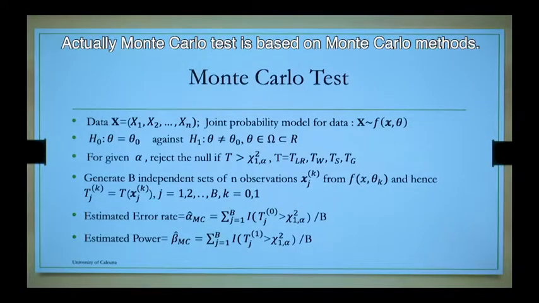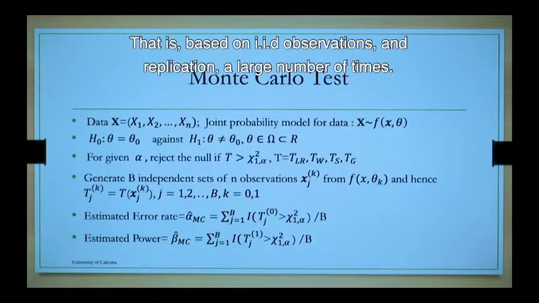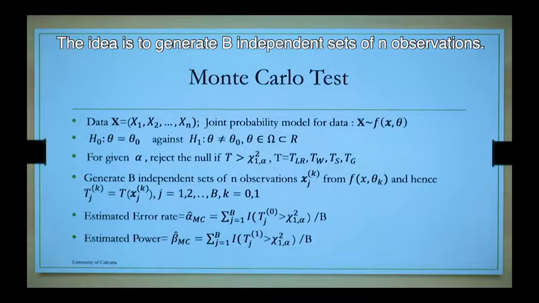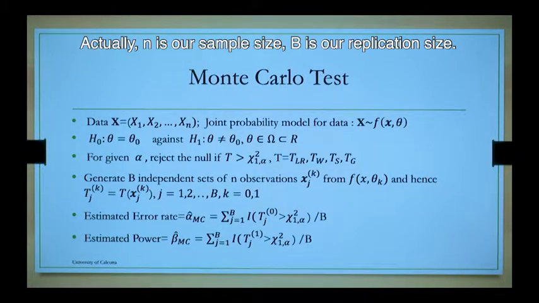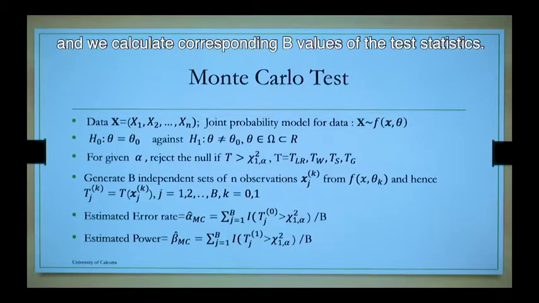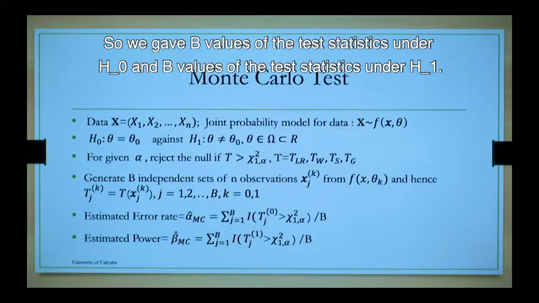So, what is Monte Carlo test? Actually, Monte Carlo test is based on Monte Carlo methods, that is based on IID observations and a replication a large number of times. The idea is to generate B independent sets of n observations. Here n is our sample size and capital B is our replication size, and we generate observations under null and under alternative, and we calculate the corresponding B values of the test statistic. So, we have B values of the test statistic under H0 and B values under H1.